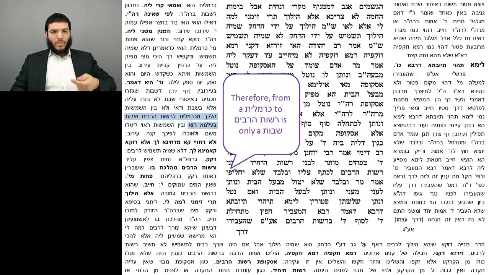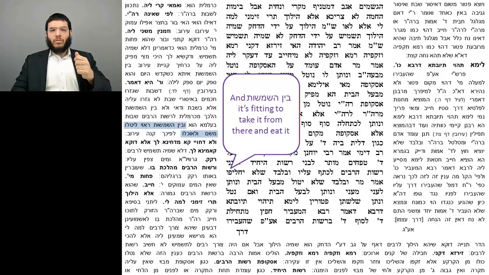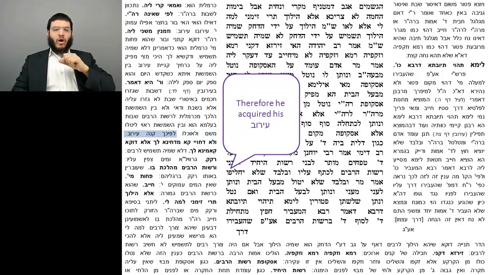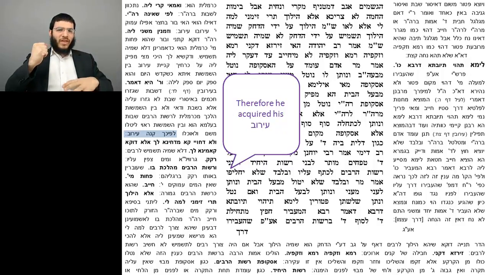So what comes out? Hilchach, therefore, mikarmelis lireshus harabim shevus ba'almah. From a karmelis to reshus harabim is only a shevus. It's only midrabanan. Uvein hashmashos ra'ui lehitlosh misham ve'le'echol, and bein hashmashos it's fitting to take it from there and eat it, because there is no issur midrabanan. And lefichach kana eruv. Therefore, he acquired his eruv. So even though he's in a reshus harabim and the eruv is in a karmelis, it's okay, because the issur is only midrabanan, and it has to take effect by bein hashmashos, where according to Rebbi there are no issurim midrabanan.